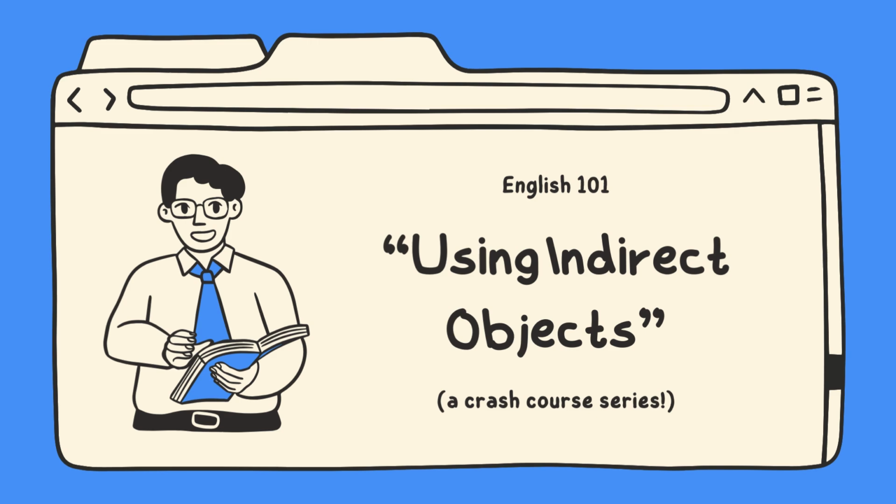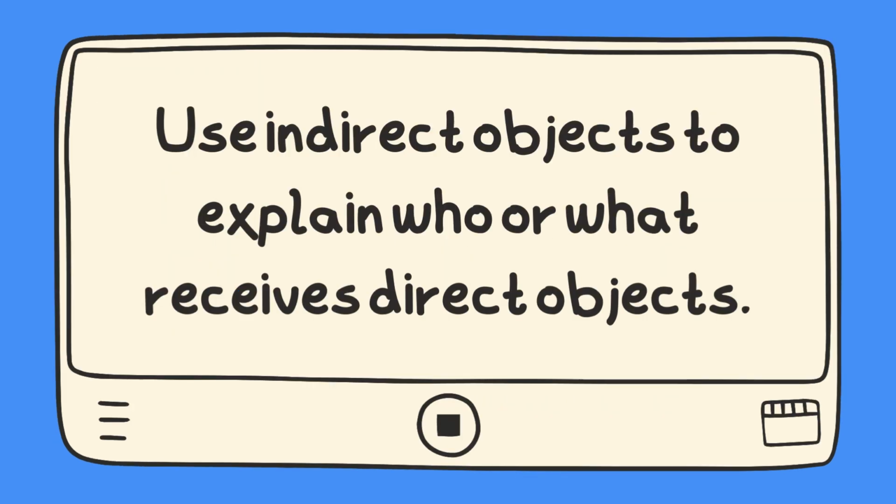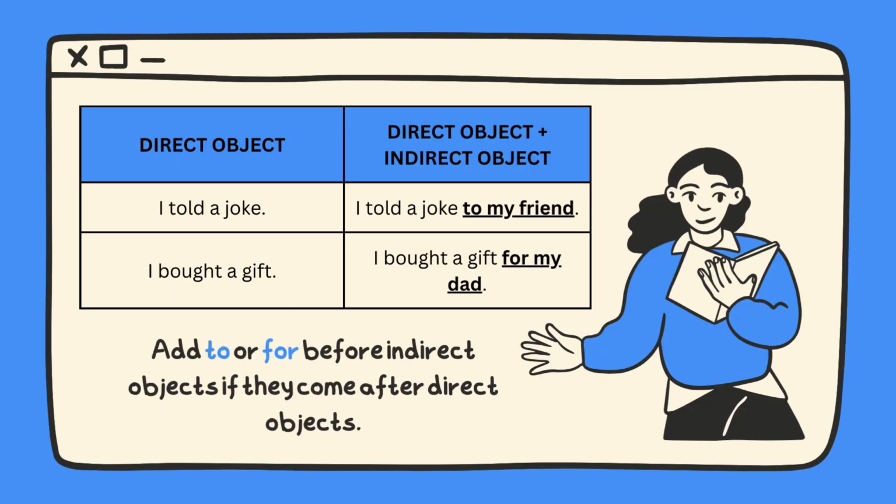Today, let's learn about using indirect objects. Use indirect objects to explain who or what receives direct objects. You can add "to" or "for" before indirect objects if they come after direct objects.